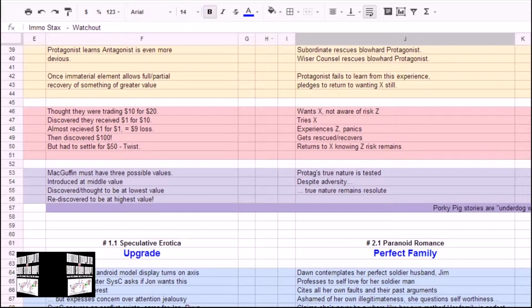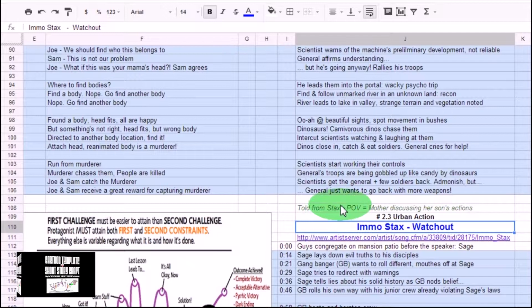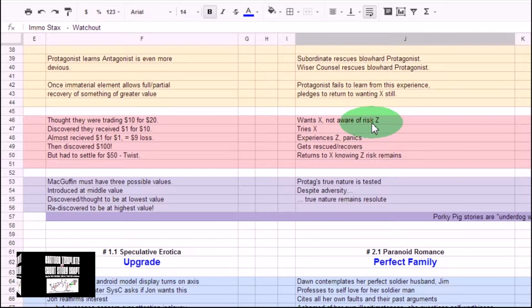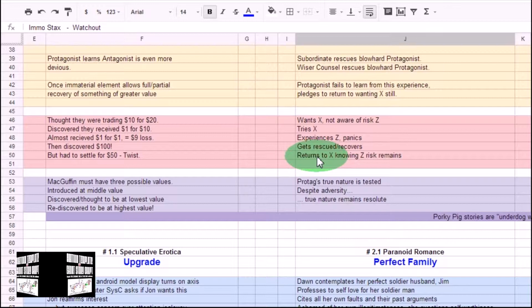So from the song, let me go back down here. The song is told from the perspective of Stax / Sage, which would be equivalent to the mother discussing her son's actions. The son would be the gangbanger who wants X but is not aware of risk Z. Risk Z is exactly what Sage was warning him about. So gangbanger tries to do things his own way. It goes sour for him. Sage kind of rescues him, and the gangbanger wants to return to life, knowing that these are the risks, but Sage ends up killing him anyway. And that's how I applied this template to a music video.